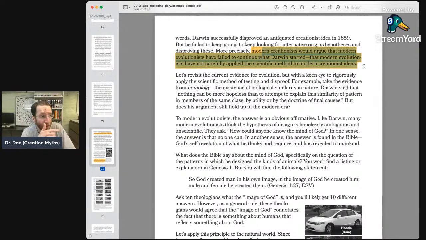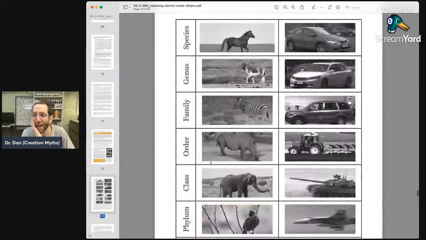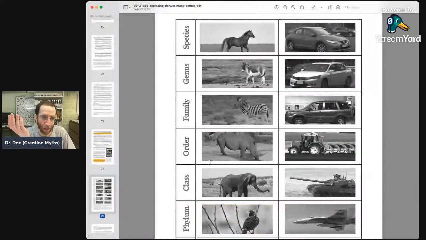Now, he's going to make an argument here that is, again, astonishing. And I'm just going to show you the figure because this is basically, you can design things and get nested hierarchies. Therefore, how can we say nested hierarchies are evidence for evolution? That's the argument here. So he uses, like, vehicles.